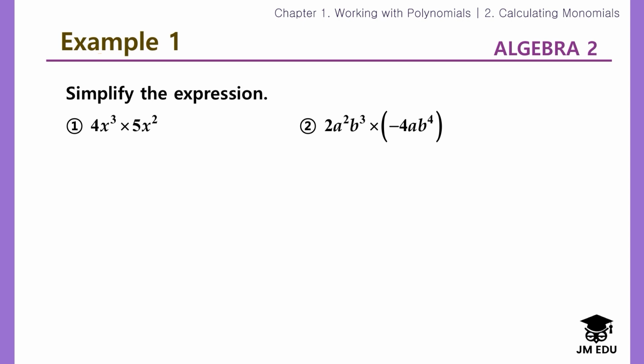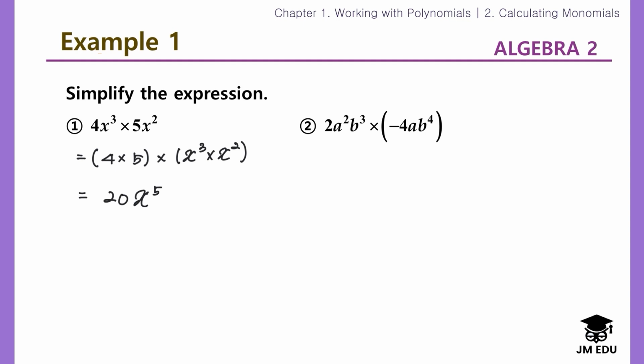All right, example number 1. The question is to simplify the expression. So monomial times monomial, right? So we're gonna rewrite this expression as 4 times 5, number times number, times variable times variable, x cubed times x squared. So 4 times 5, that's 20, and x cubed times x squared, 3 plus 2, that's x to the power of 5.